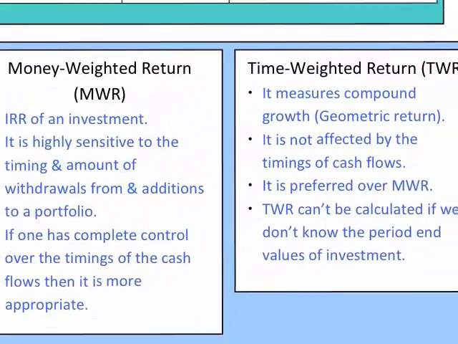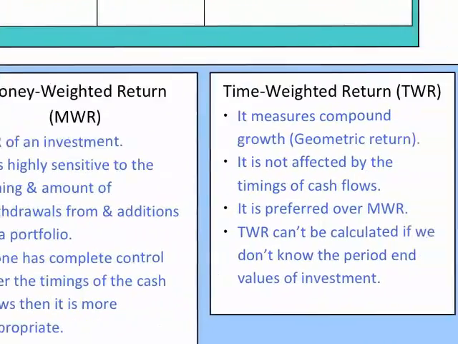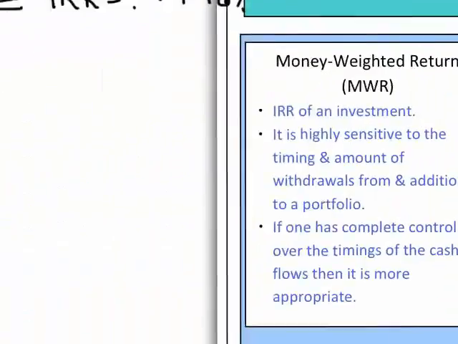Basically, we are going to learn about these two terminologies, MWR and TWR, and what they are. To give you an example, let's say you are the portfolio manager, you are the fund manager, you are hired to manage money. In year one, you are able to earn 25%.